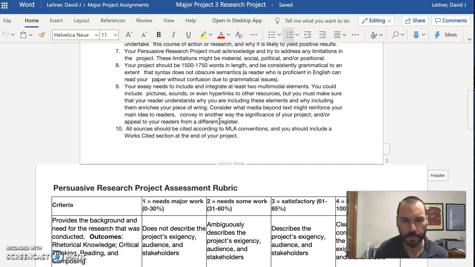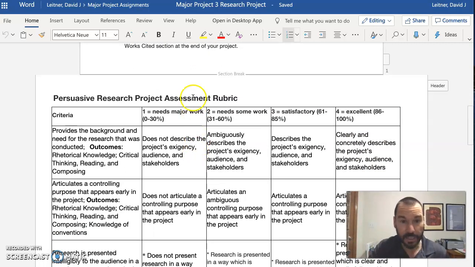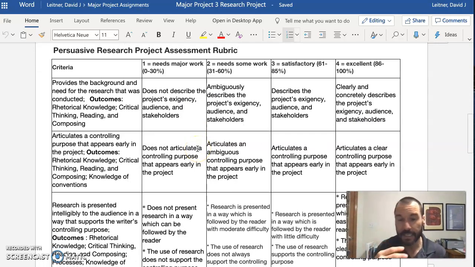Okay, and all sources should be cited according to MLA conventions, and you should include a works cited section at the end of your project. And for most of you, a lot of this work has already been done because you've already done those works cited citations in your bibliography. All right. I'm not going to go over all the rubric. But it does explain what I'm looking for at every level of those requirements.